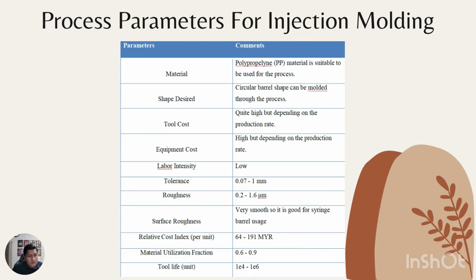And then the material utilization fraction is between 0.6 to 0.9, which is good. And it has a long tool life. So those are the parameters for injection molding.